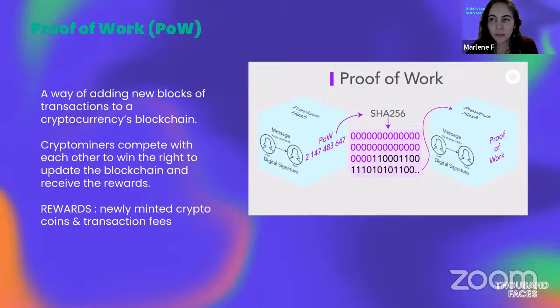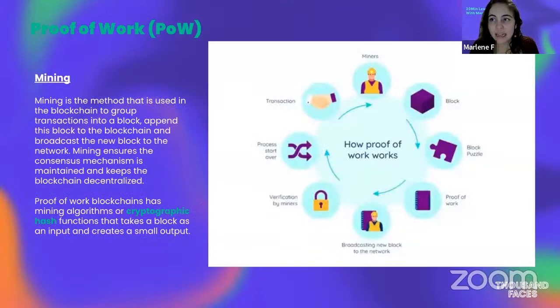So let's go back to one term I used, crypto miners. Let's look at what crypto mining is. Mining is the method that is used in the blockchain to group transactions into a block, append this block to the blockchain, and broadcast the new block into the network. So this is what we've seen, that the friends have their own transactions, and because it's public, it goes back into a bigger network.